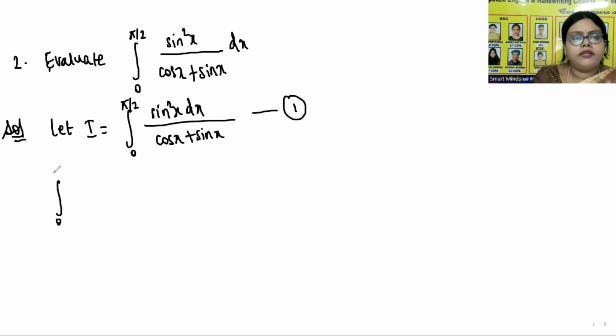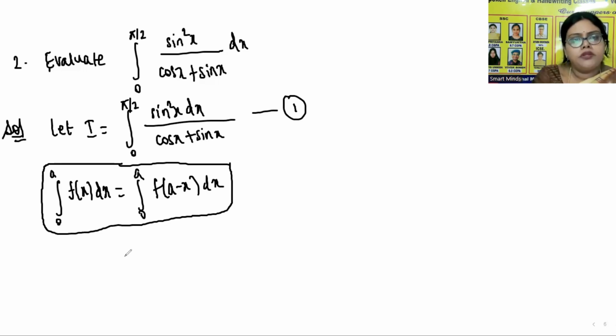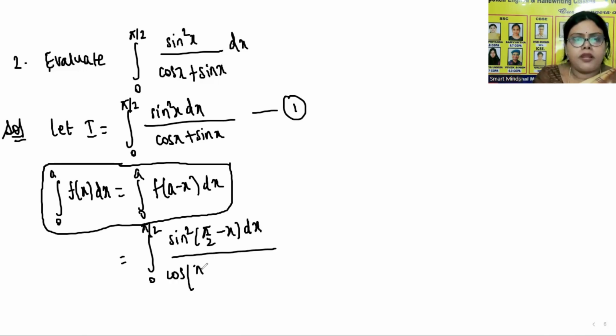Now we know that integral 0 to a f of x dx is equal to integral 0 to a f of a minus x dx. This is a property which we are going to use now. So that is integral 0 to pi by 2 sine square of pi by 2 minus x dx by cos of pi by 2 minus x plus sine of pi by 2 minus x.